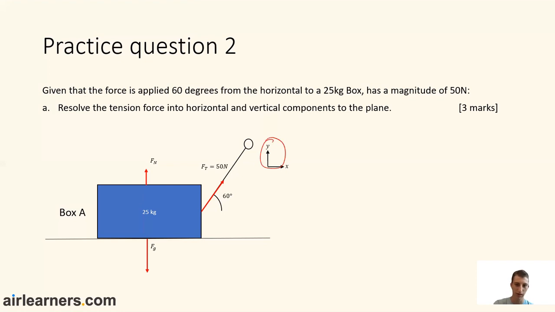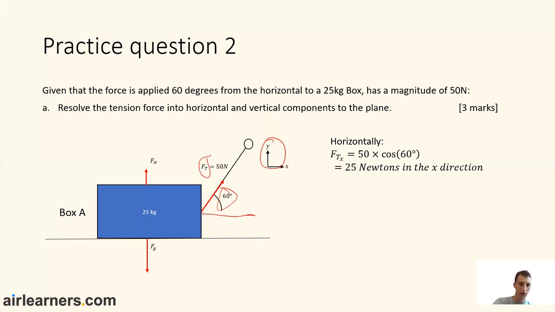It's quite generous at 3 marks. It probably wouldn't be worth 3 marks in the exam; if you were to do it, it would probably be worth 1 or 2 marks along the way, but it is important that you know how to do it. So, simple trigonometry. Horizontally, I've got Ft, my tension force, is 50 times the cosine of 60 degrees. From your trigonometry, you'll know that cosine is the adjacent side, which is this one, over the hypotenuse, which is that one. And we get 25 newtons in the X direction.